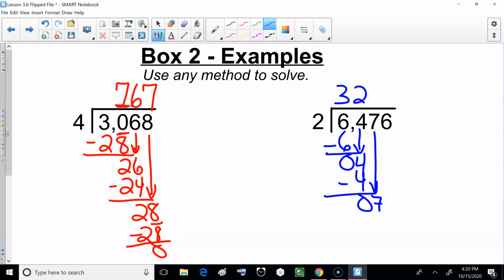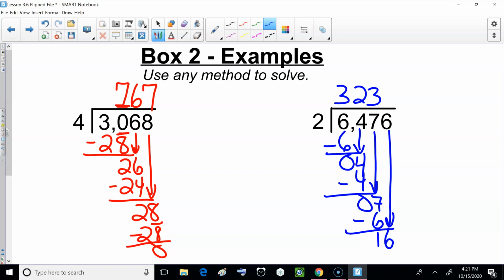I feel like it's The Price is Right. 2 can go into 7 3 times. 3 times 2 is 6. Subtract, it's 1. 1 is less than 2. Bring down that 6. And 2 can go into 16. Ooh, that's a big number, so let's see. 2 times 5 is 10, then 2 times 6 is 12.